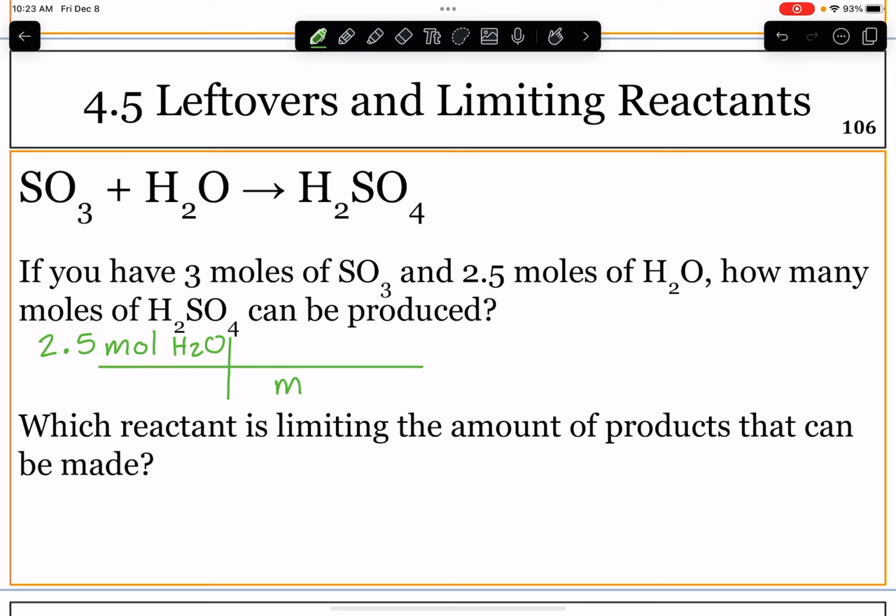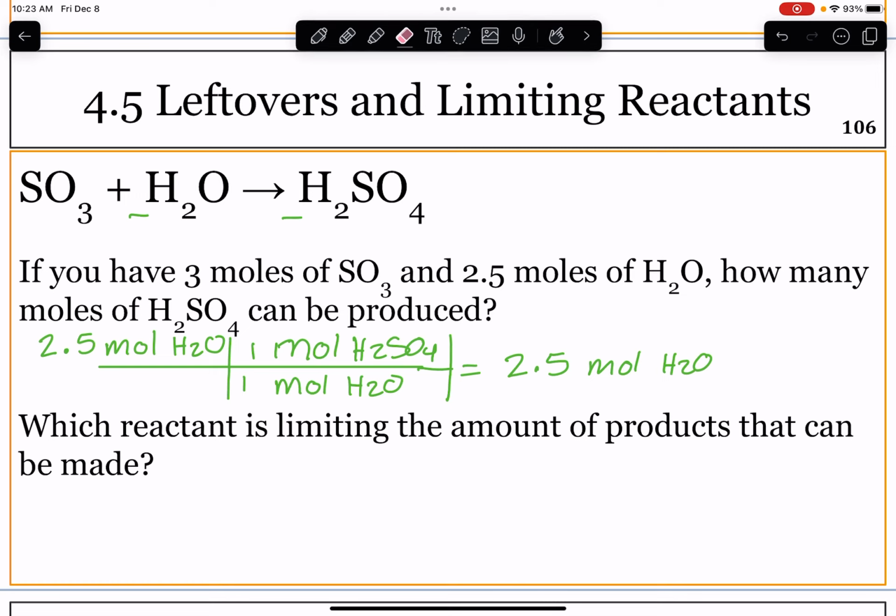So we use our mole ratio between water and the product. The coefficients come from the chemical reaction. We have a 1-to-1 mole ratio, and we get to produce 2.5 moles of H2SO4.